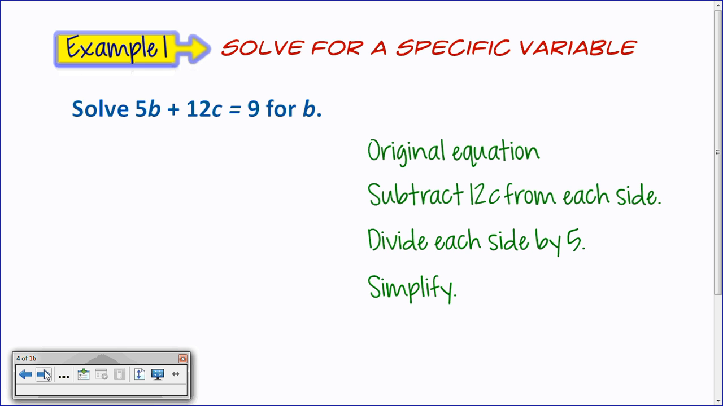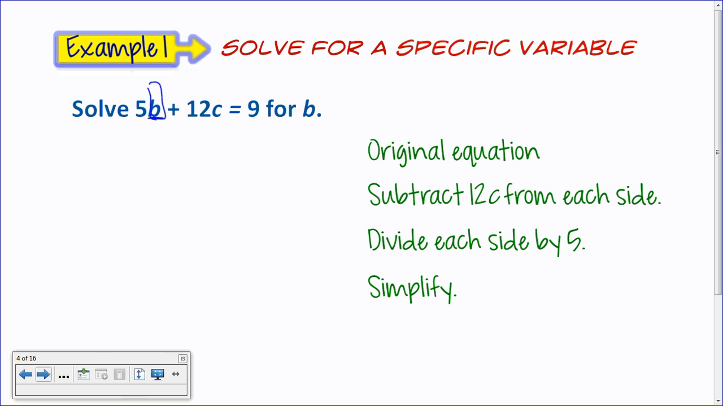The first thing that I think is always helpful to me is identify where the variable is at. And then what's next to it? 5 is next to it. What else is next to it? A positive. Don't think of it in terms of plus 12c. Think of it in terms of a positive 12c. Because ultimately, what am I going to do? I need to get the variable B by itself. What do I need to do with everything else? Move it to the other side, move it away, right? What should I move first?